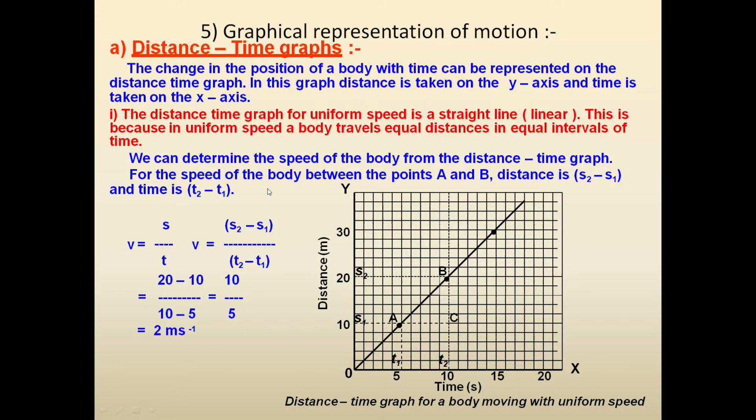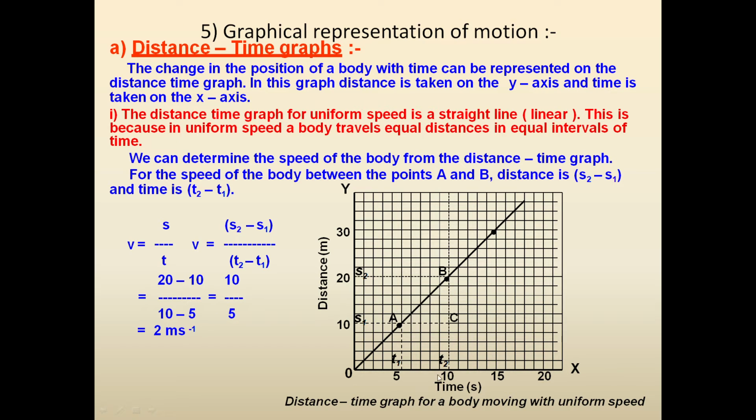For finding the speed of the body from the distance time graph, we need to find the slope of the graph line. Now, how to find the slope of the graph line? For this, we mark any 2 points on the graph line. A and B are 2 points marked on the graph line. From points A and B, draw perpendiculars on the x-axis as well as on the y-axis. Then we complete this triangle ACB. Now the slope of the graph line is equal to BC divided by AC.